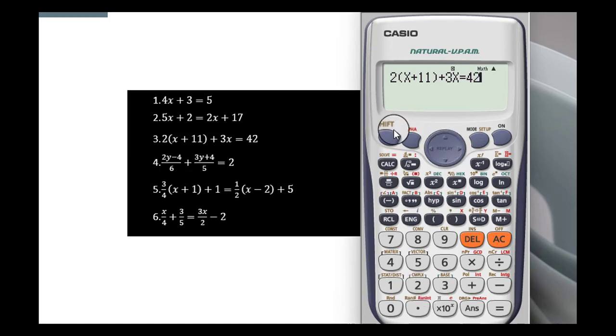Now to solve again, I press shift solve. So press that and then press this. What do you have? You see, this is the previous value for x, so we press our equal sign to get our current value for x, and that is what? X is equal to 4. As you can see, that is very easy. Now let's go to more complicated expressions as you can see here.